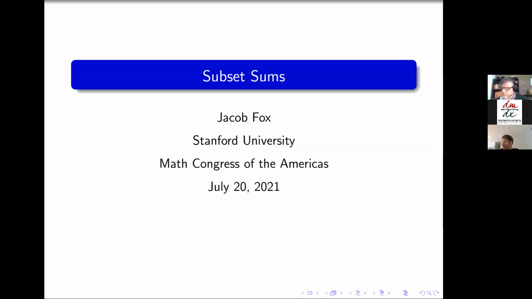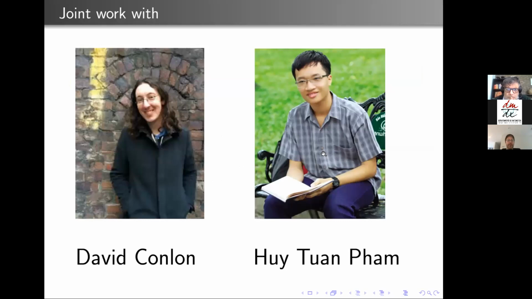So I'll be talking about problems around subset sums, which on the surface look very elementary, but then there's some very interesting mathematics that goes behind this. This is based on joint work with David Conlin, who's a professor at Caltech, and Hoi Tuan Pham, who's a PhD student at Stanford working with me.